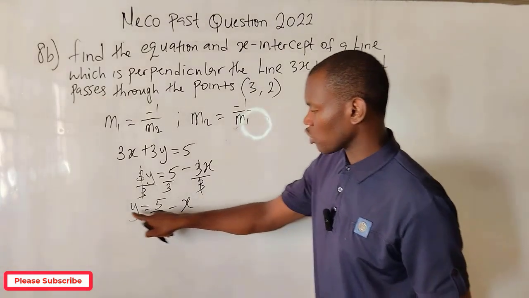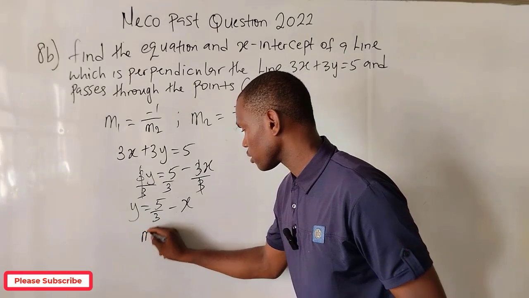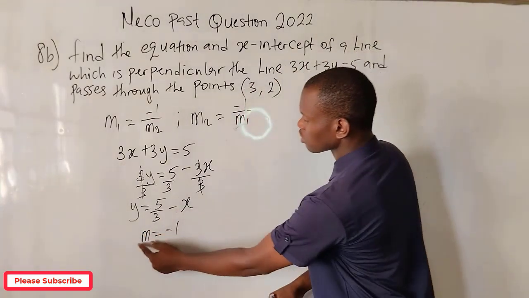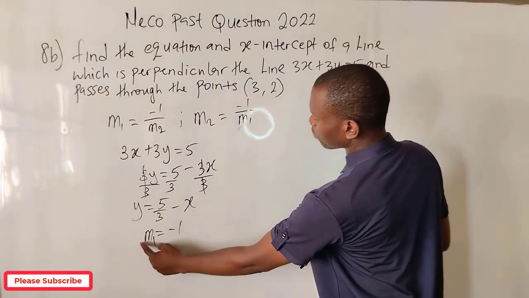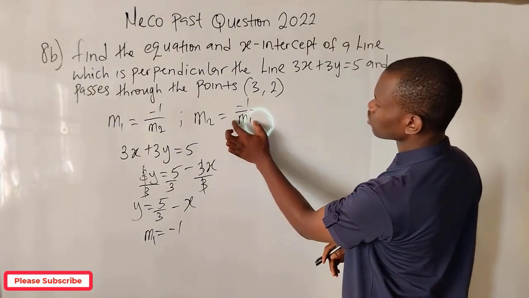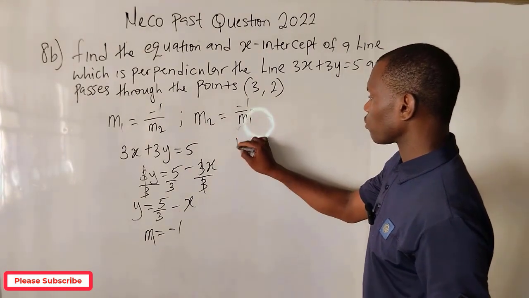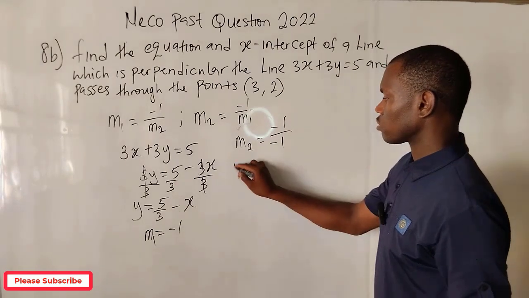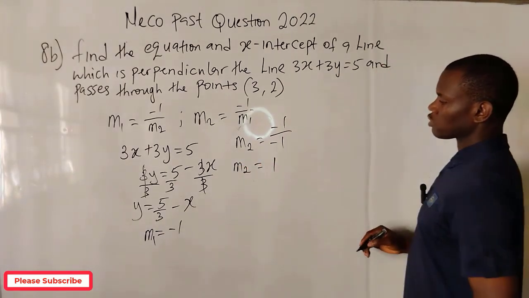Now, the slope of this equation is the coefficient of x, and the coefficient of x here is minus 1. So I've gotten the slope of the first line. Let's call it m1. Since we have gotten m1, let's substitute minus 1 into this equation to get our m2, which is the slope of the second line we are looking for. So m2 is equal to minus 1 over minus 1. That means my m2 will be equal to 1. I've gotten the slope as 1.